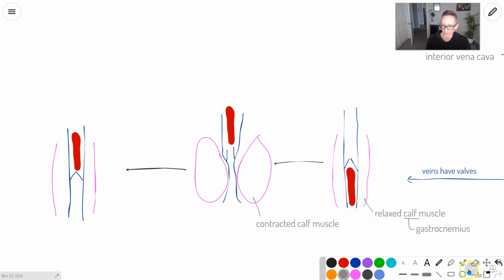Contracted calf muscle and relaxed calf muscle. All right. This thing here is a closed valve, open valve, closed valve. And this is blood.